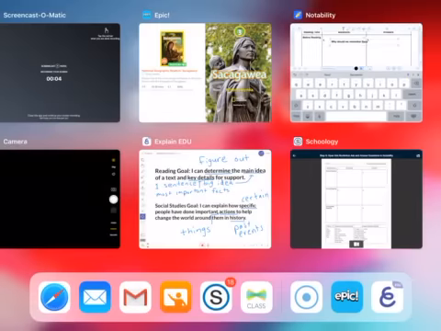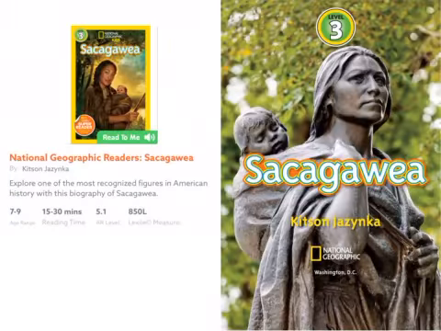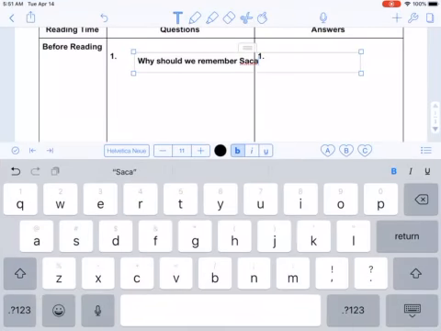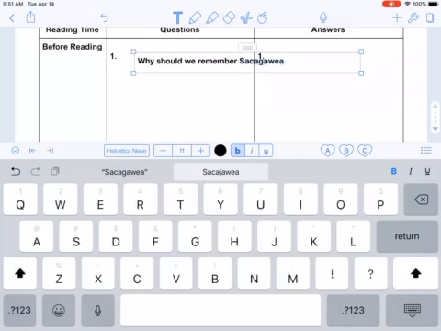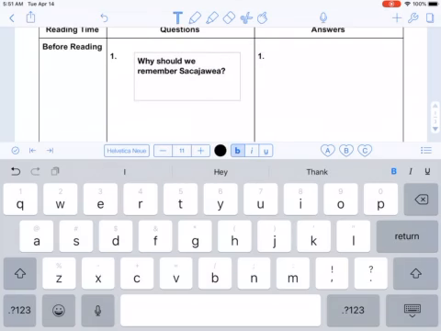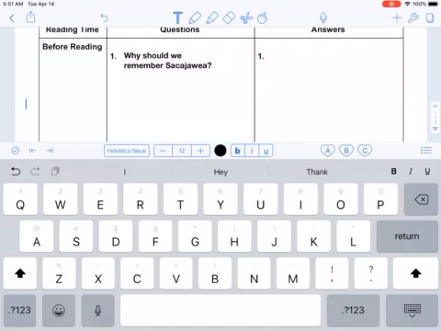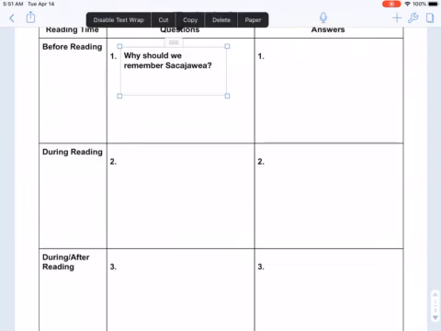Her name's correct here. So my first question just is, why should we remember Sakakawea? Now, that's one question. Each of these boxes, you only have to do one question and then you write an answer. You can always write down more than one, though. I love seeing you thinking if you can do more than one. So now I am actually going to do one more.